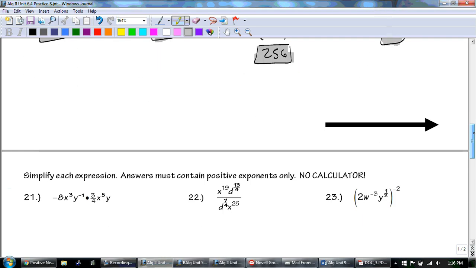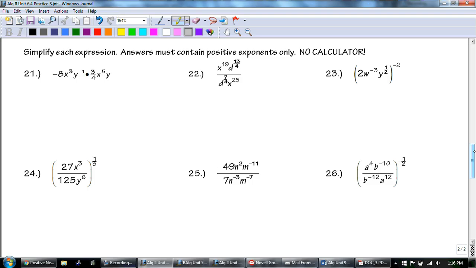All right, now let's flip it over. I know, simplifying expressions. Remember, positive exponents. Ooh, and look at this, no calculator. Don't worry, these aren't too bad.